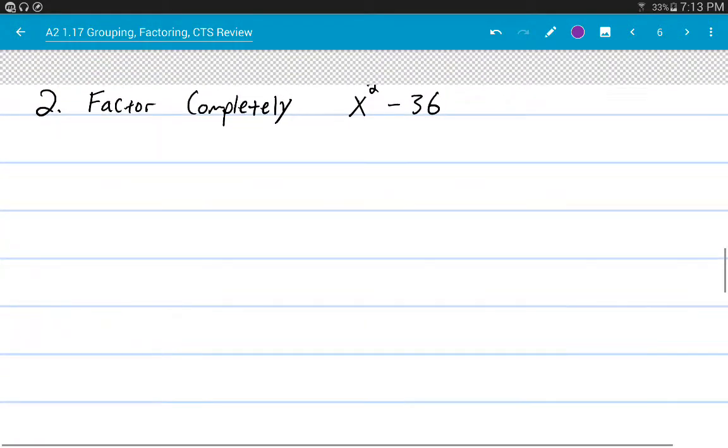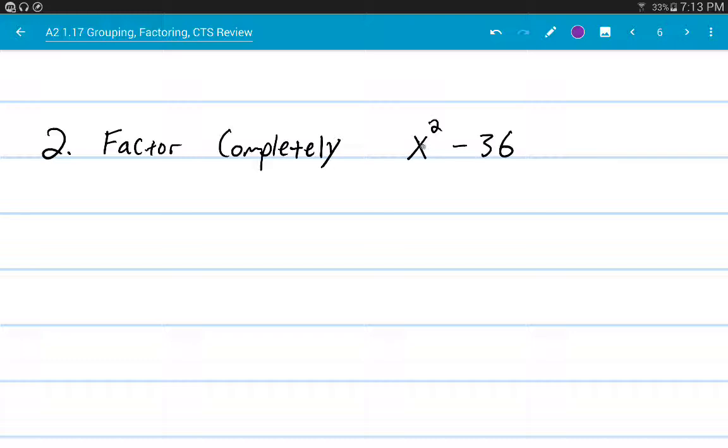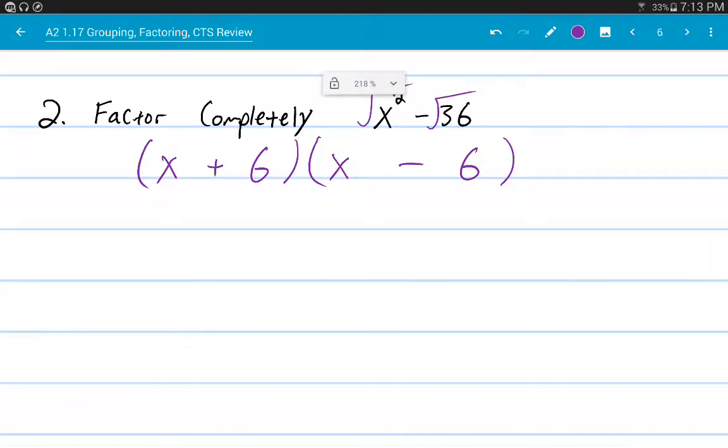Factor completely. x squared minus 36. Now, this is one of the examples that doesn't really fit on the chart so much. What you might notice is that x squared is a perfect square. It can be square rooted, and so is 36. So if I double bubble this, I get x, and what's the square root of 36? It's 6 and 6. And difference of 2 squares is what this is called. Always gives us a plus and a minus. That is DOTS.